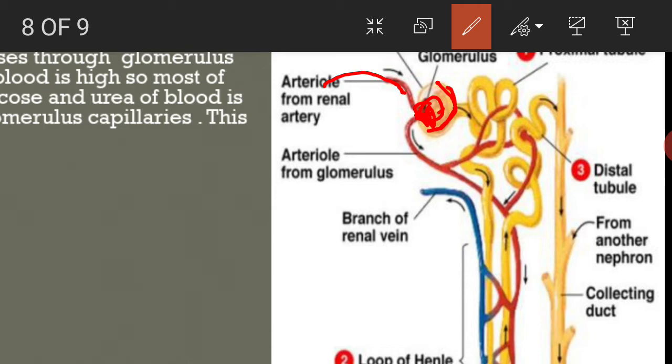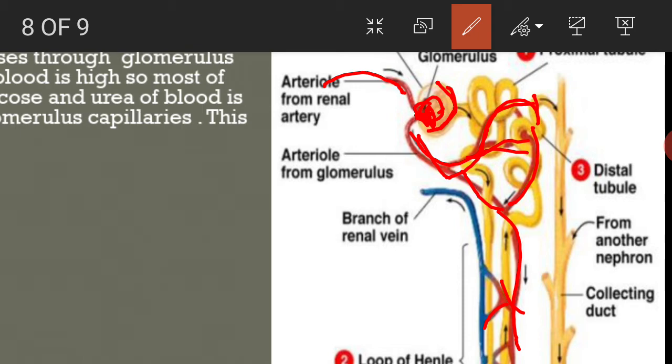The second step is selective reabsorption. In this step, 99% of the glomerular filtrate is reabsorbed into the blood capillaries surrounding the renal tubules. These are the capillaries which surround the renal tubule, and 99% is reabsorbed into them. This process occurs through osmosis, diffusion, and active transport.